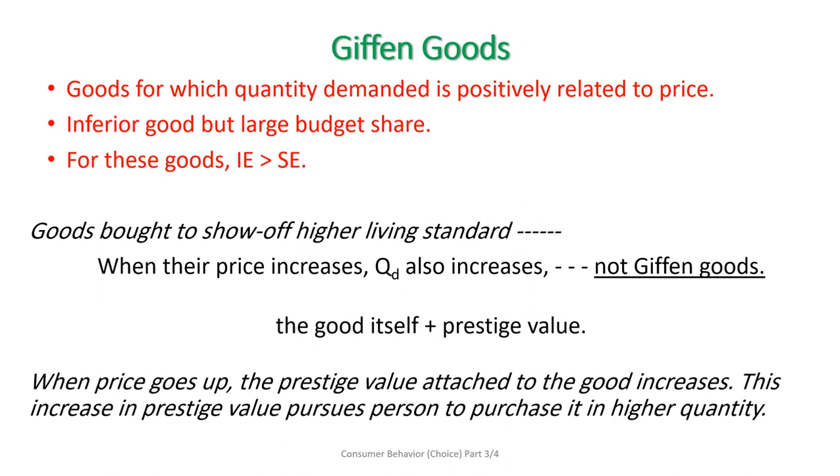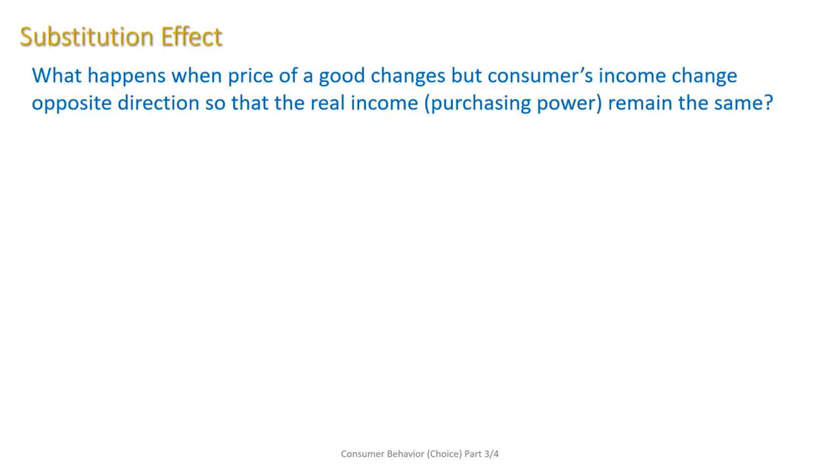Now, the case of substitution effect. By substitution effect, we mean what happens when the price of a good changes, but the consumer's real income remains the same. That is, the price of the good changes, but the income of the consumer also adjusts so that the purchasing power or the real income remains the same. What will be the effect on consumption in such a situation? This question is answered by substitution effect.